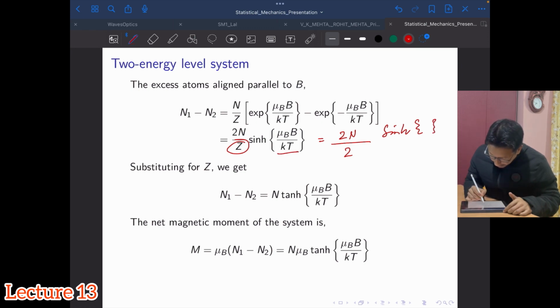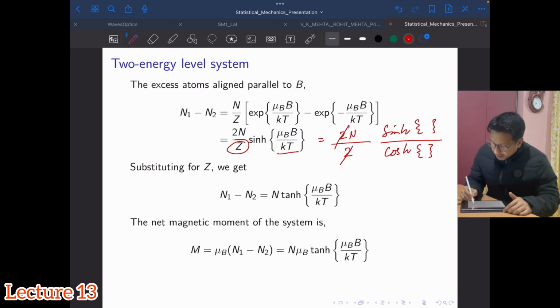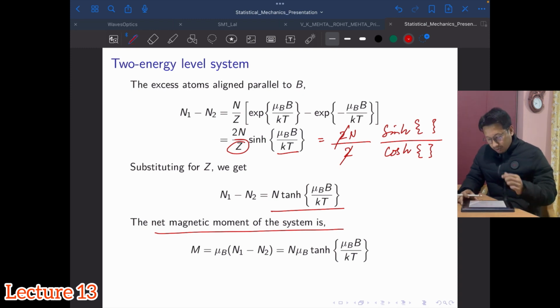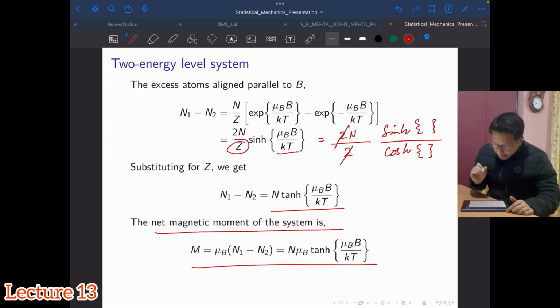You can see what I am doing here. This is cosh of the function, so the 2 gets cancelled out, N remains, and sinh divided by cosh is given by tanh, which is this. Now I can calculate the net magnetic moment of the system, which is mu B times the excess number of atoms aligned parallel to B. From this expression, the net magnetic moment of the system is given by N mu B tanh of mu B by kT.